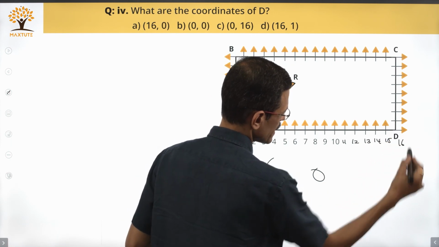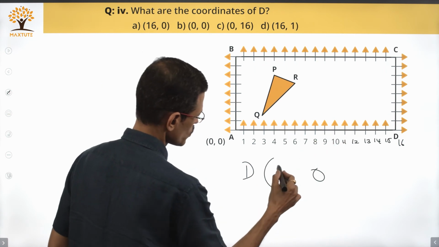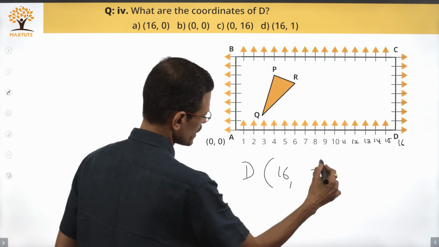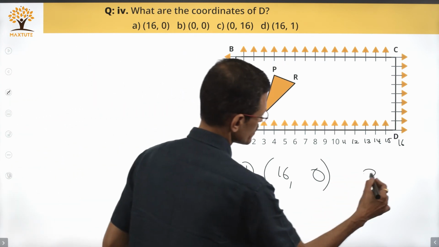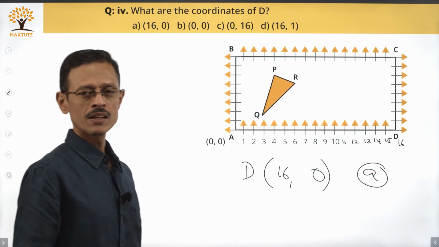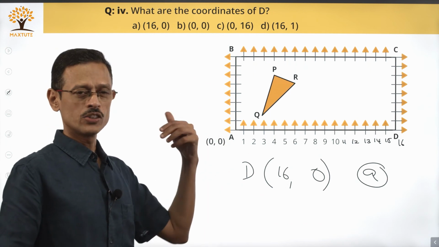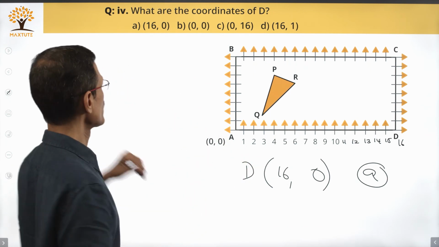So D is going to be at 16. Along the x direction, the x coordinate is equal to 16, y coordinate is equal to 0. The coordinates of point D are 16, 0. Choice A is the answer to this question. Here, one more part. All of these were easy. You could have just stopped here. We look at the fifth part also and complete it.